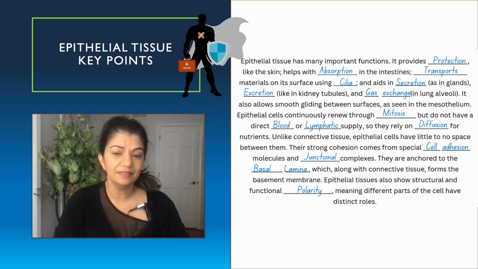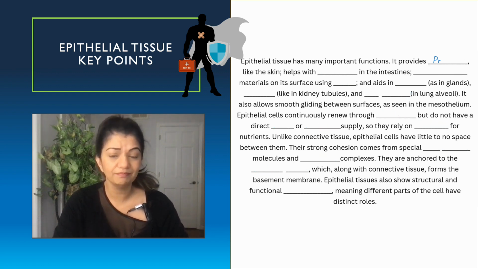First of all, epithelial tissue has many important functions. It provides, and you probably know this, protection in the skin, helps with absorption. It also helps with transportation and uses cilia to do that, aids in secretion and excretion, like in the kidney tubules, and gas exchange, like in the lungs or alveoli.